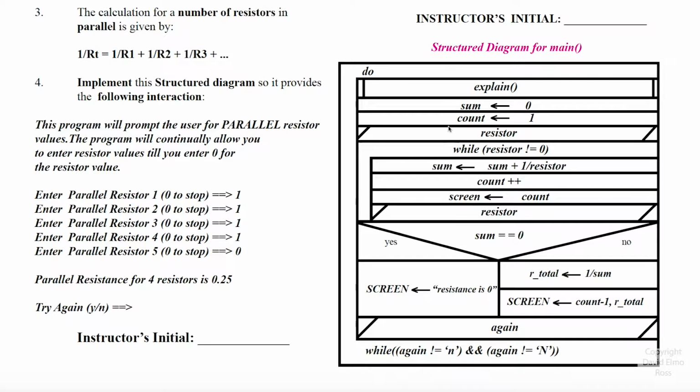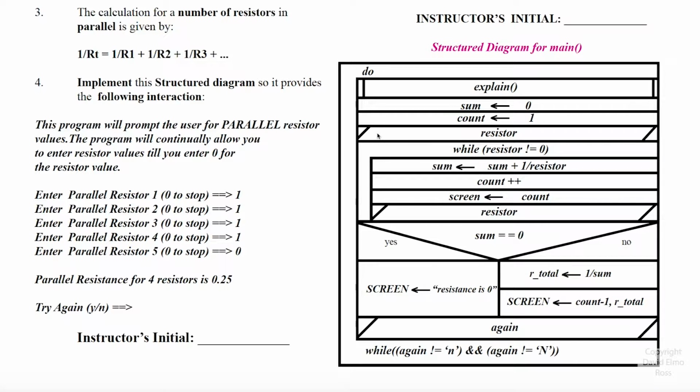Now if we take a look, we have a couple variables we're going to have to declare, sum and count. Now sum here, because we're adding resistor values, or 1 over resistor values actually, sum is going to have to be declared as a float. Now count will be set up as an integer, because we're going to say enter parallel resistor 1, where 1 is going to be whatever count has. And then it's going to say enter parallel resistor 2 the next time through, and so forth. So count will be an integer.